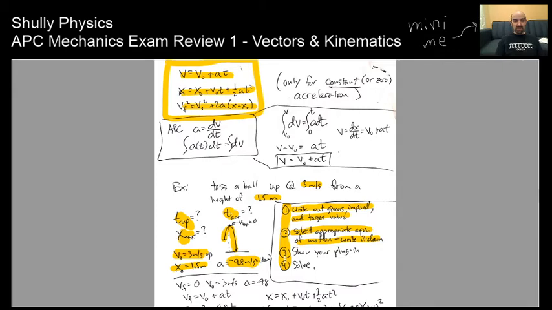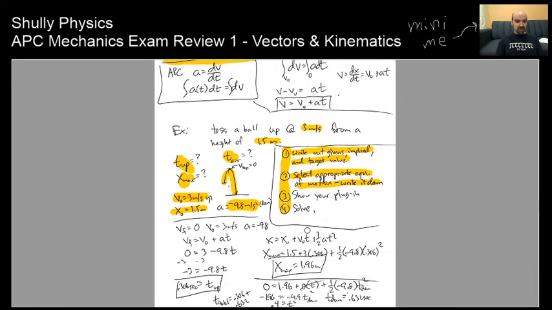Using the second equation, what is x? The initial position is 1.5 meters. We have the initial velocity of 3. We have the time to go up, and the acceleration to go up there as well. So we can figure out the x. And that's the first two sections of that solve.